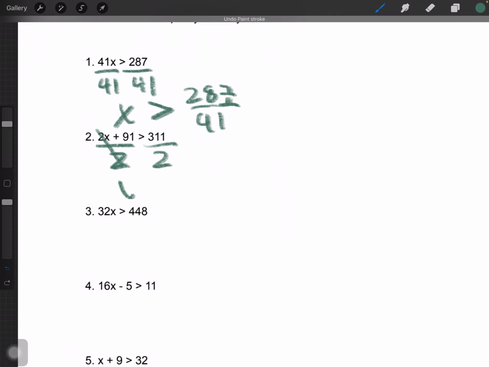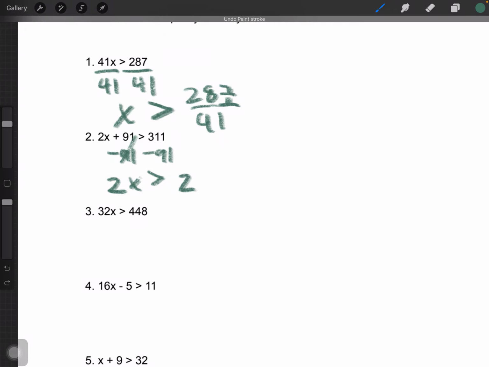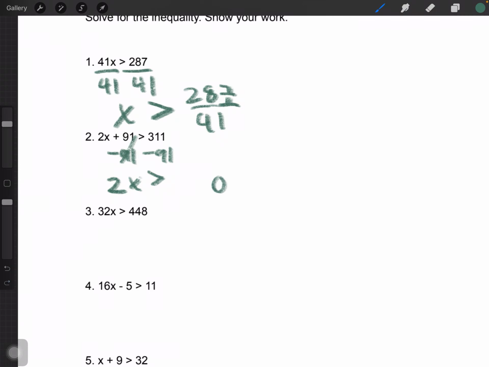What you can do instead is subtract the 91 here first. So you get 2x is greater than 311 minus 91 is equal to 2, 3, oh, actually, it's 2, 4. Is that correct? I don't know if that's correct. Oops. What's a 0? 120, okay. And then from here you can divide both sides by 2, which gives x is greater than 60.